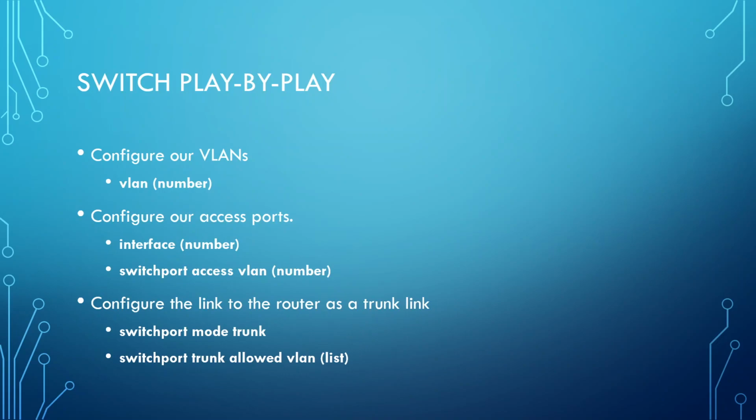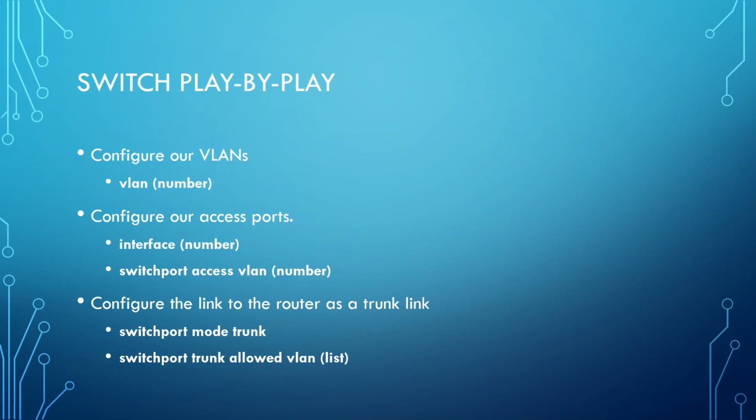Now on a switch, we would need to configure our VLANs first, because obviously how can we route between VLANs if they don't exist? Then we would need to configure our ports which go to our endpoints, our laptops, our access points, our cameras as access ports. So interface number, switchport access VLAN number again.